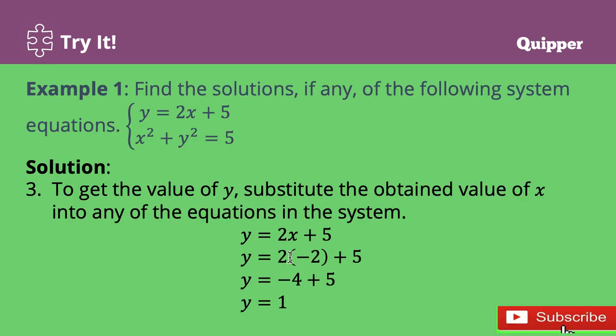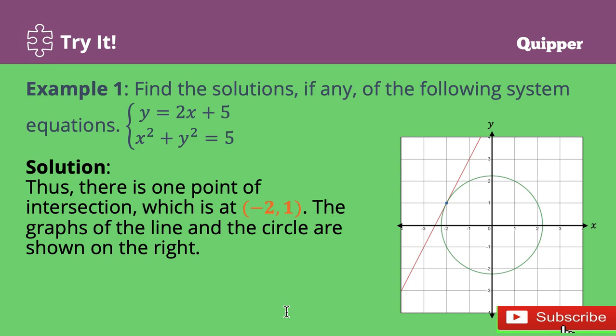And now we have 2 times negative 2 plus 5. We have negative 4 plus 5, which is positive 1. Therefore, if the value of x is negative 2, the value of y is positive 1. Thus, there is one point of intersection, which is at negative 2, 1.